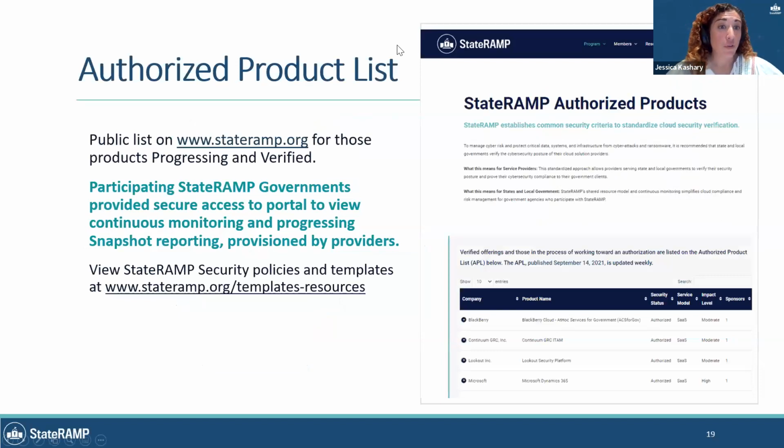And so then we come to our authorized product list. Everything that has a ready or authorized status is going to be on our authorized product list. We also have a section on this list beneath the authorized products that shows products that are progressing through our program and where they are. We will now also be adding a section to this. I believe it was just approved by our Standards and Technical Committee at our last meeting, a section that will show anybody that is enrolled in the Progressing Snapshot program as well.